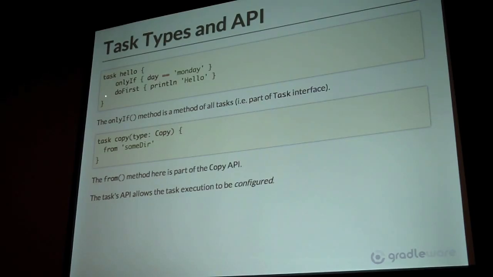Whereas these methods, the doFirst you already saw, and onlyIf is another example where you can conditionally execute a task. These are understood by all tasks, no matter what their type is. Yes? Is there some way to get Gradle to tell us what all the types are that I can choose from? Yeah, that's the DSL reference, first page. And on the left bar, you see task types, and that's a list of all the tasks that ship with Gradle.